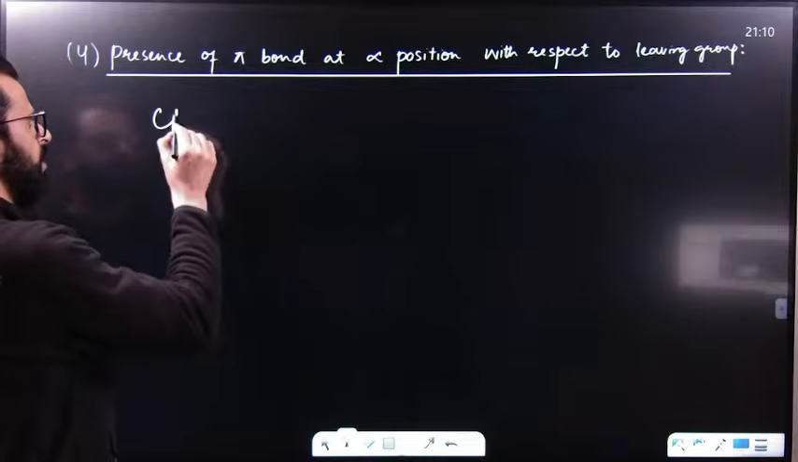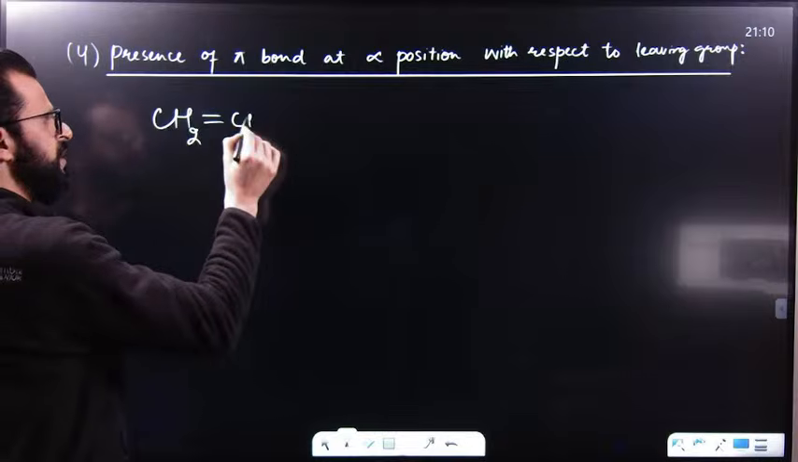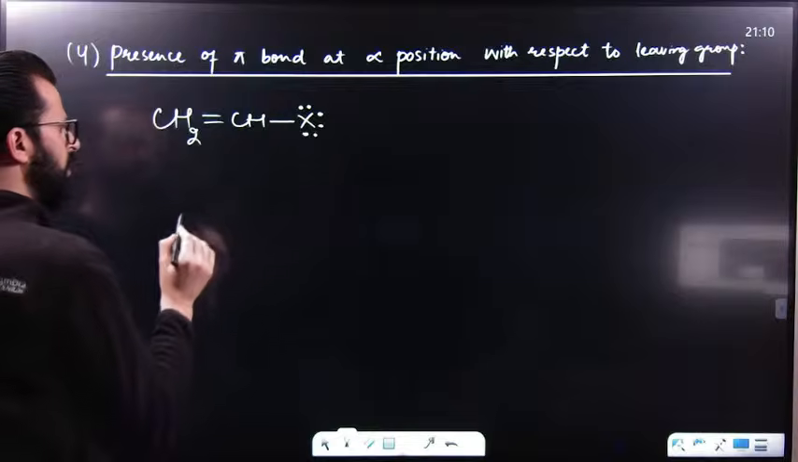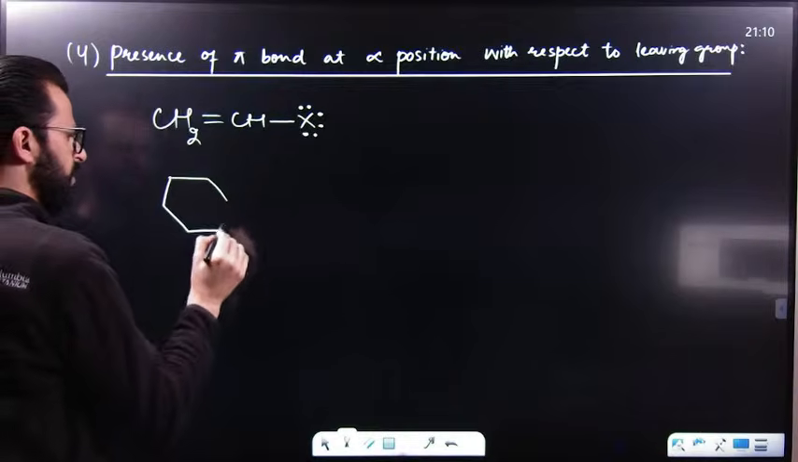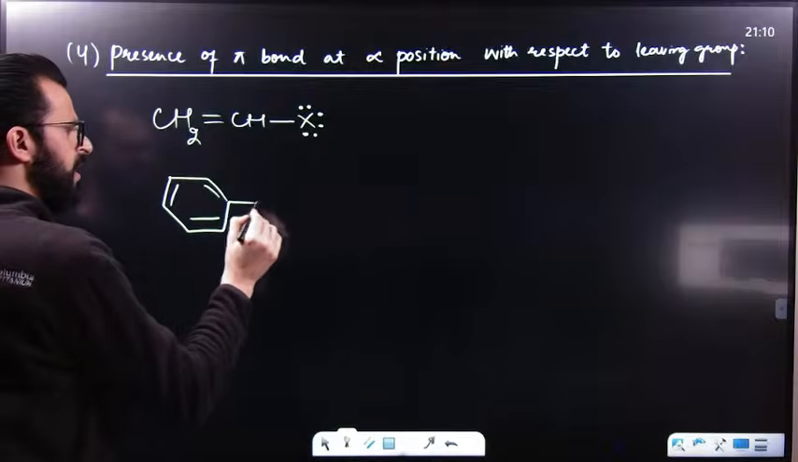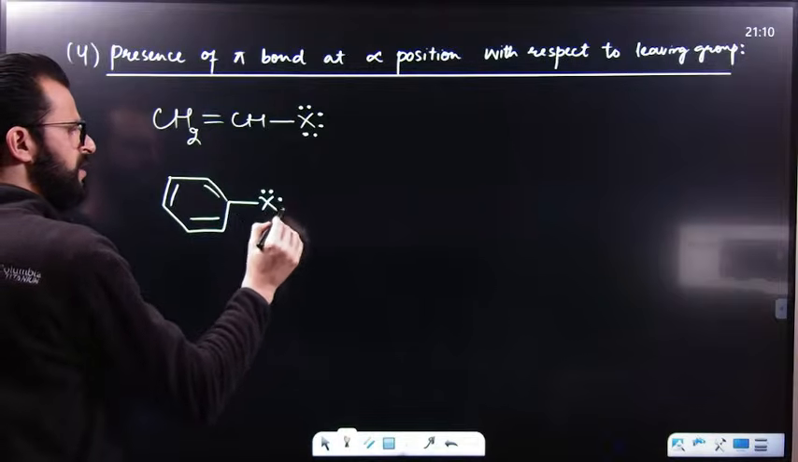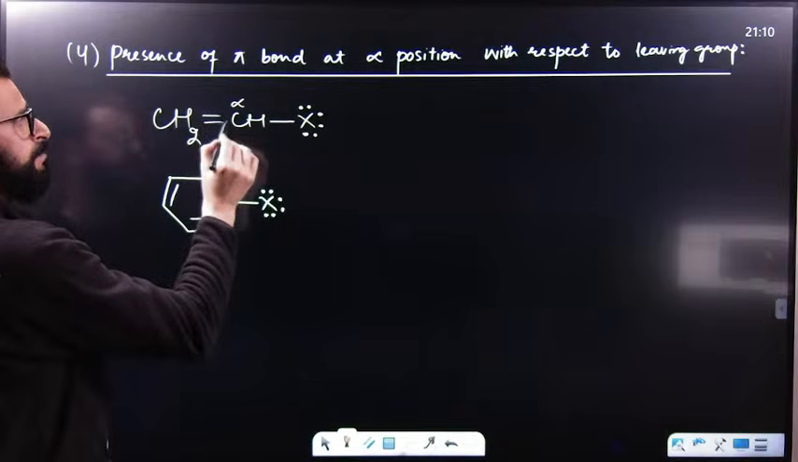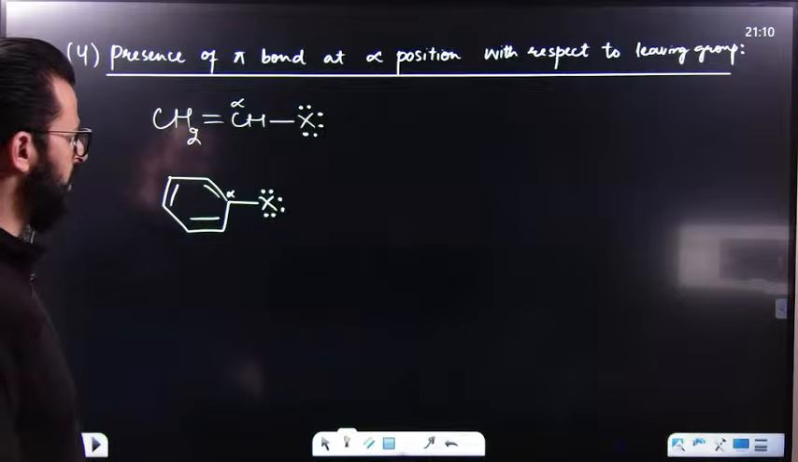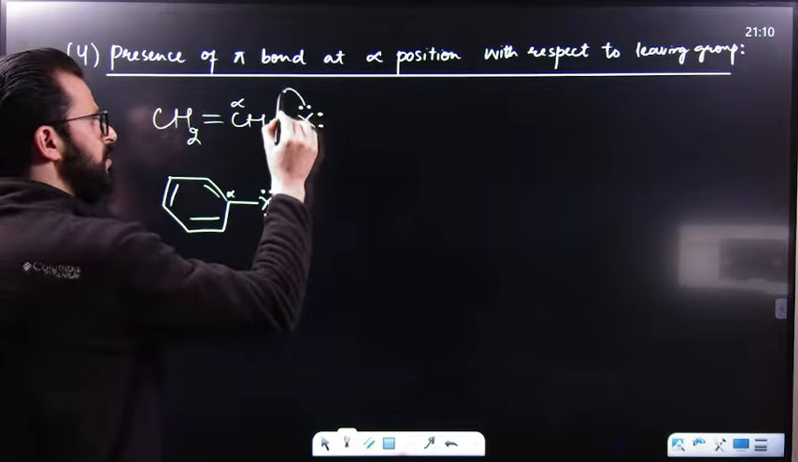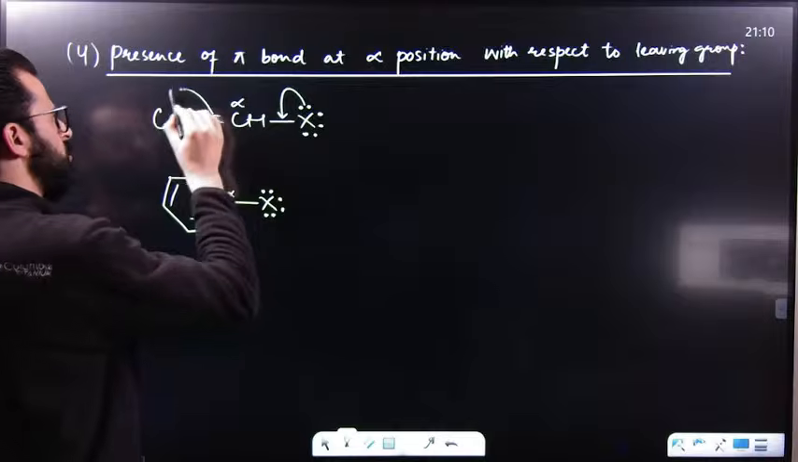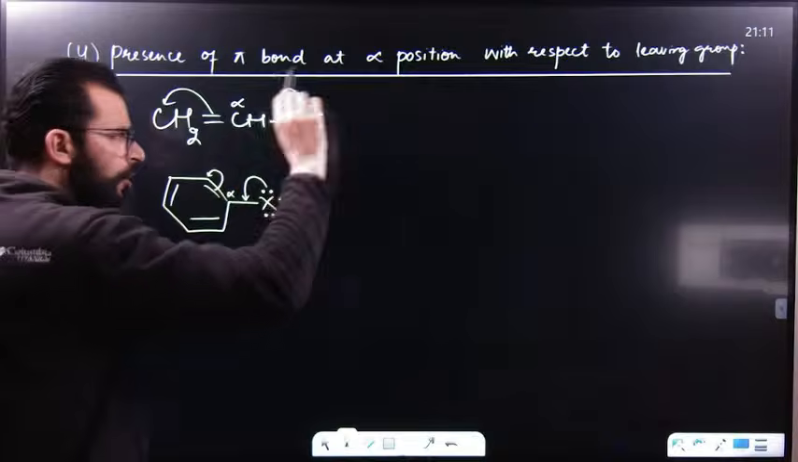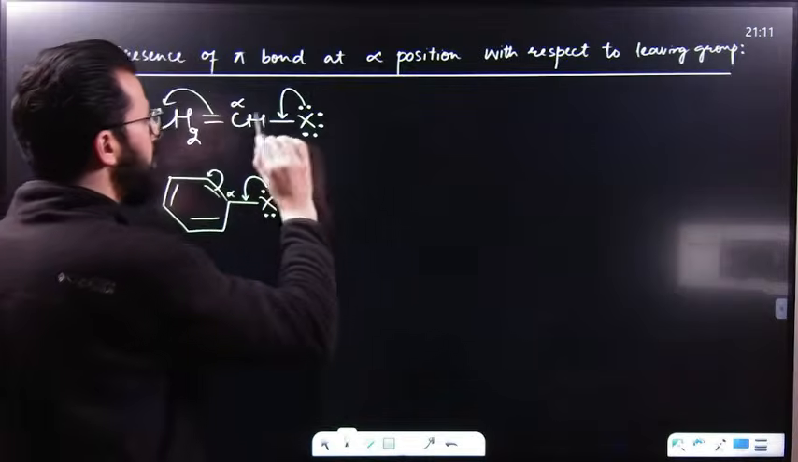Have a look. If we are having vinyl halide, similarly, if we are having aryl halide, so X is the leaving group, this is the alpha, so this is having pi bond at alpha position. Now what will happen? We know because of this there will be resonance. Similarly, there will be resonance. Now, after forming all the resonating structures, we can form their hybrid.